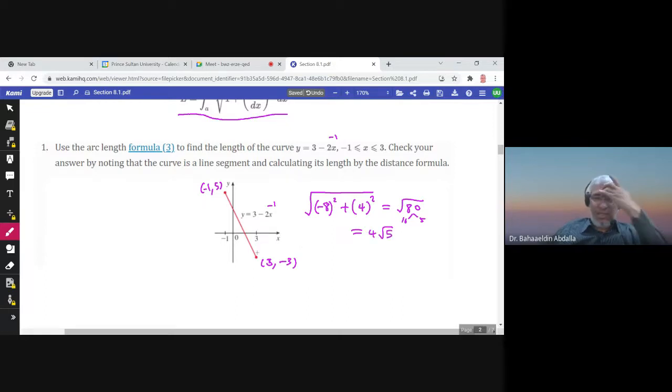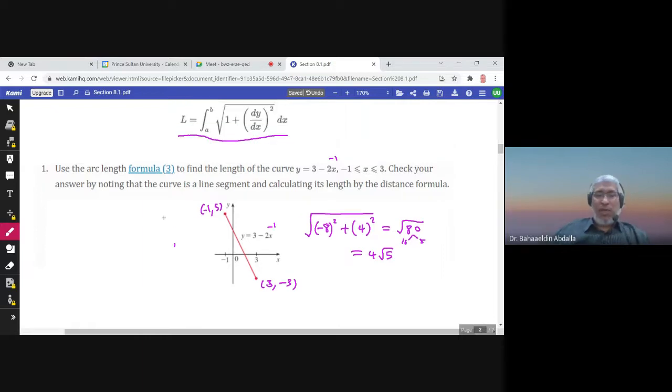So the distance between these 2 points, or the length of the line, is 4 square root of 5 using the distance formula. Now let us use the arc length formula, the new formula, which we have now. So to use this formula, I'll write first y as a function of x. So yeah, y is written as a function of x.